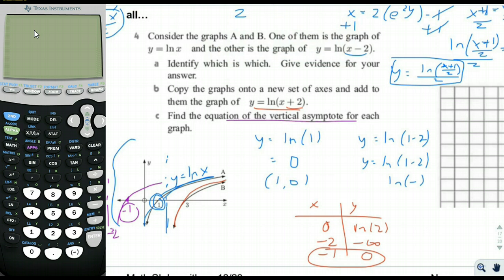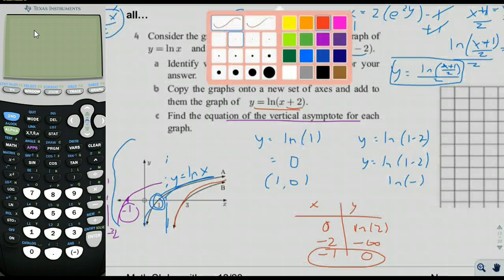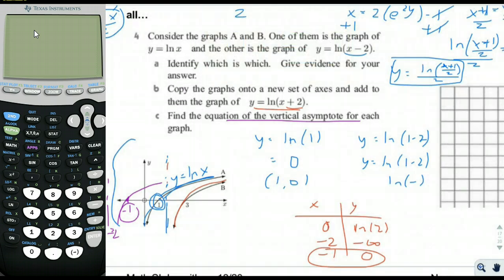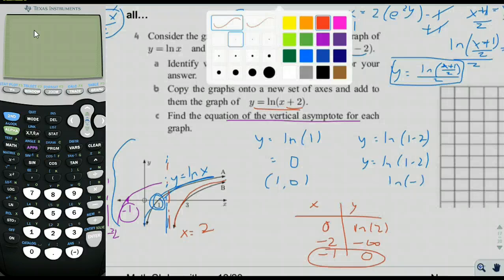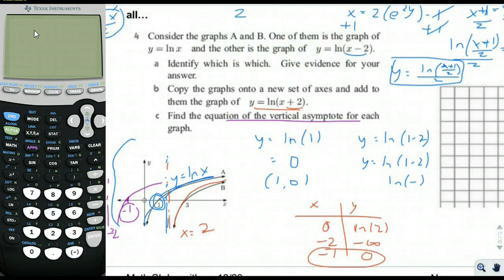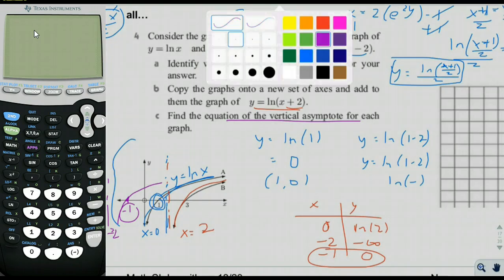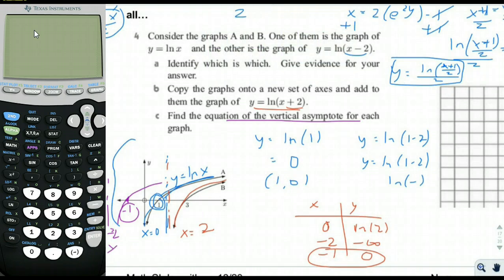Find the equation of the vertical asymptote for each graph. Okay, so for the red graph, the vertical asymptote is at x equals 2. And for the blue graph, the asymptote is at x equals 0. And for the purple graph, the asymptote is at x equals negative 2.